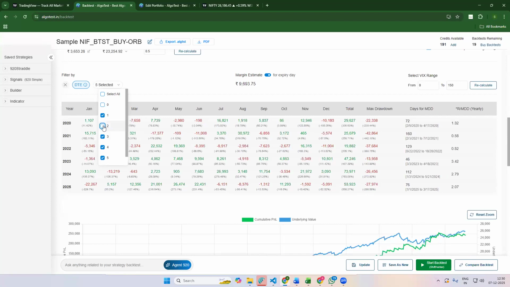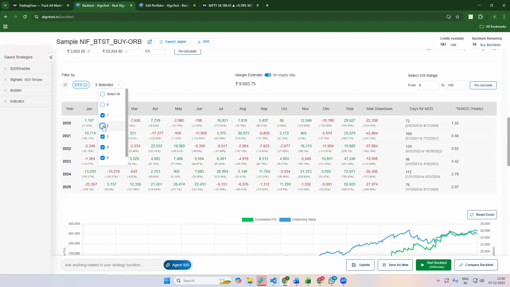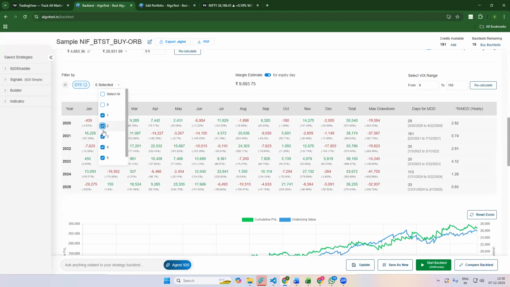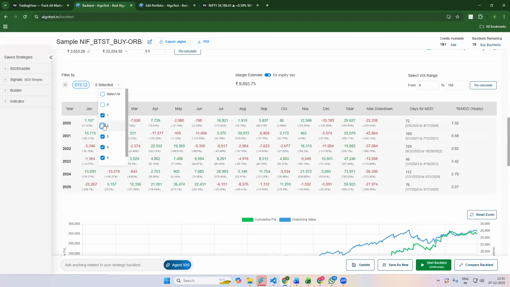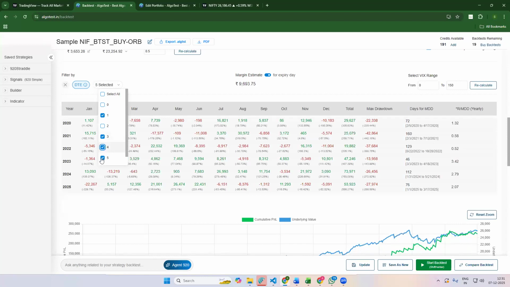See, for 2020, it has come down to 305 from 572. It was better, but for 2021, it was not so good. For 2023 also, it was not good. 2024 also it was not good, right? So we are not trading on day two. How about day three? Yes, day three also we should trade. Day four, we should, right? Day five is okay. So this is the complete set of days we are saying.